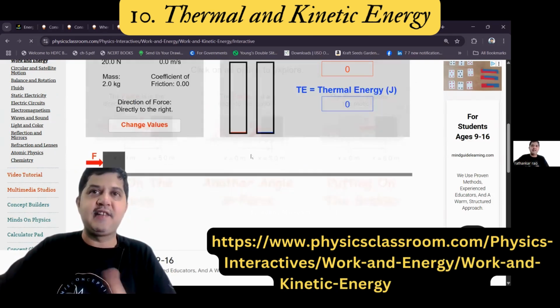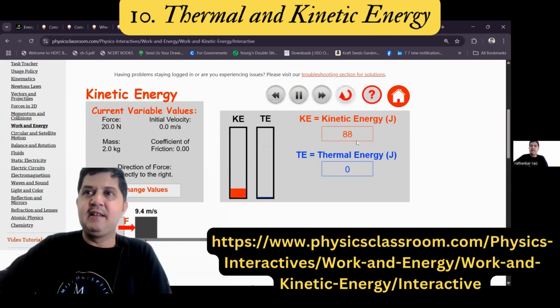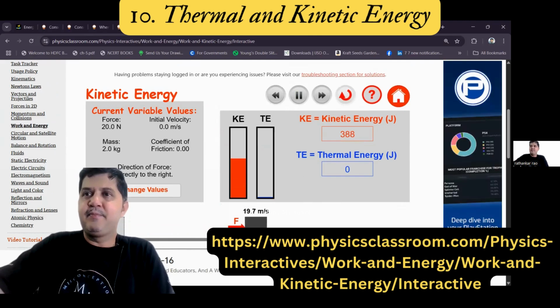If you want to understand the second one, you need to do the first one first. As you see here, the same parameters, no change in parameters. Then let me click on play. It was 609 joules in the kinetic energy. Let us see the final kinetic energy as it crosses the same distance.